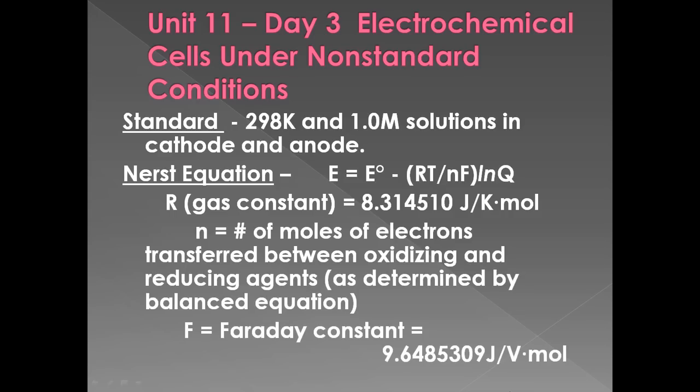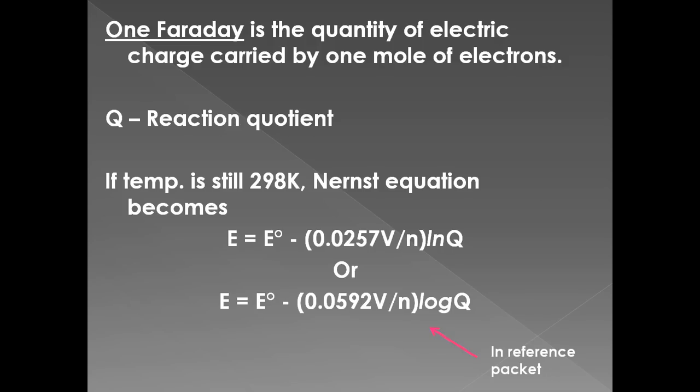The Faraday constant here is very long. You probably don't need that many significant figures when you do your calculations. The Faraday constant in the packet has less. Again, for your calculations, use what you've got available to you. A Faraday, 1 Faraday, is the quantity of electric charge carried by 1 mole of electrons. Just like all other types of reactions, oxidation and reduction reactions occur in mole ratios. So when electrons are being transferred, we quantify that in moles, just like we do with other reactions.